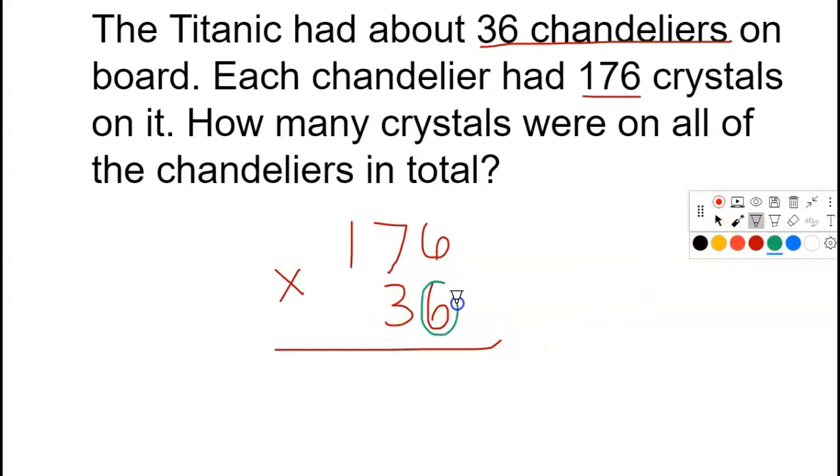Start with my 6. 6 times 6 is 36. So put the 6 from 36 down here and carry the 3 over to the next place value. Now we're going to do 6 times 7. 6 times 7 is 42. Plus our 3 gives me 45. Carrying my 4 up here. Don't forget to put the little addition sign to remind you to add it. Now I'm going to do 6 times 1. 6 times 1 is 6, plus the 4 is 10.